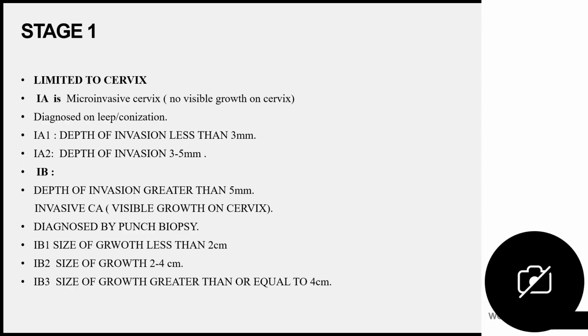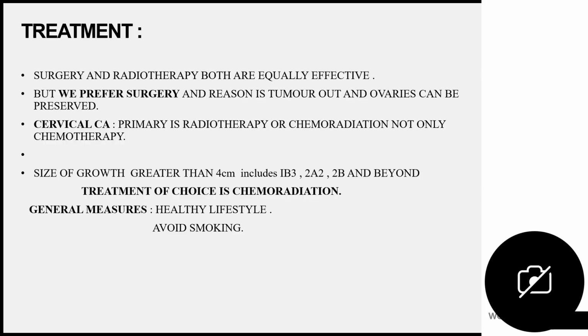It means visible growth on the cervix. When you see visible growth on the cervix, you will directly label it stage 1B, but with depth of invasion greater than 5 mm. It is diagnosed by punch biopsy. 1B1 is size of the growth less than 2 cm. 1B2 is size of the growth 2 to 4 cm. 1B3 is size of the growth greater than or equal to 4 cm.